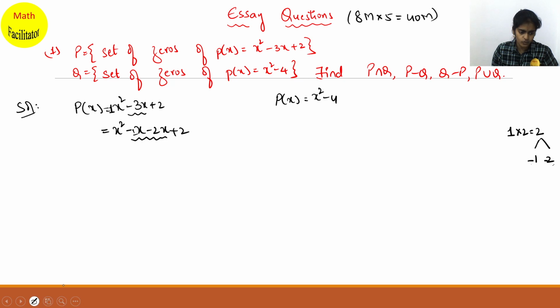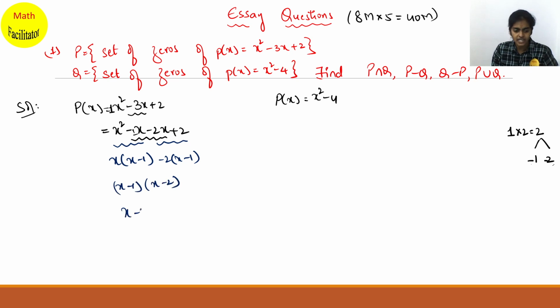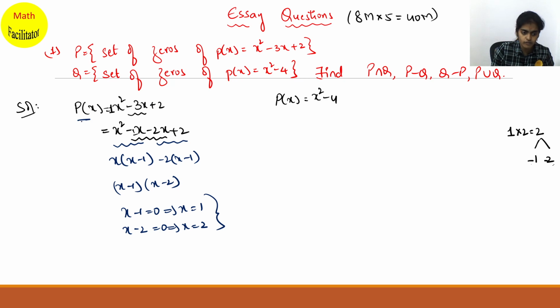Now just take these two terms. In these two terms, what is common? x is common. So you have x minus 1, and from these two terms minus 2 is common. So you have x minus 1. So again x minus 1 is common, and you have x minus 2. Now equating each of these to 0, x is equal to 1, and x minus 2 equated to 0 gives x equals 2. So this 1 and 2 are nothing but the zeros of the polynomial. Which polynomial? Zeros of P of x. The zeros of P of x are nothing but the elements of set P. So P I can write as 1 comma 2.